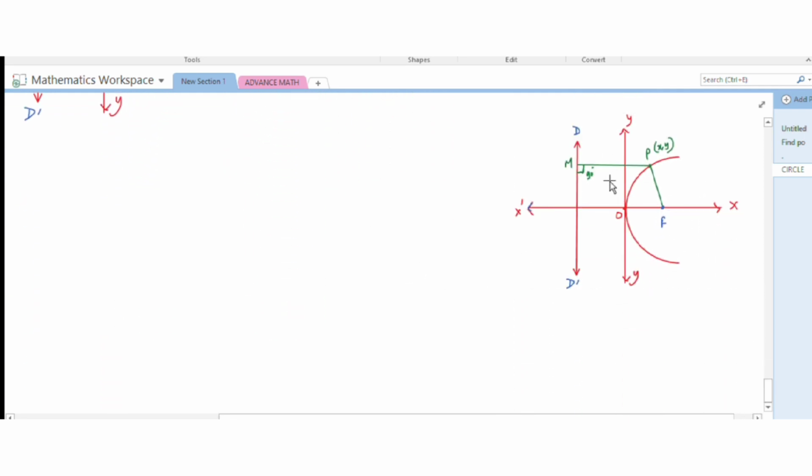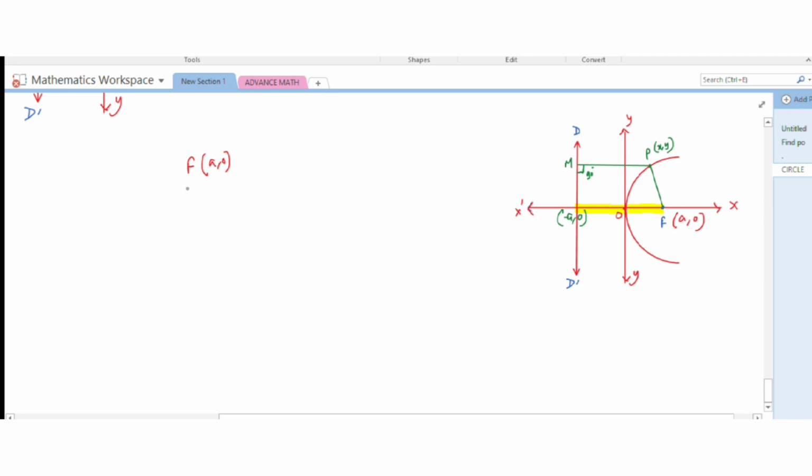Now you can see here that we'll take this F point as (a, 0). That means the focus F is at (a, 0) because it lies on the x-axis now. So the y coordinate, definitely the ordinate, will be 0. So F has the coordinate (a, 0) and P has the coordinate (x, y). So definitely these two distances are also the same, isn't it? So the coordinate of this point will definitely be (-a, 0), right?